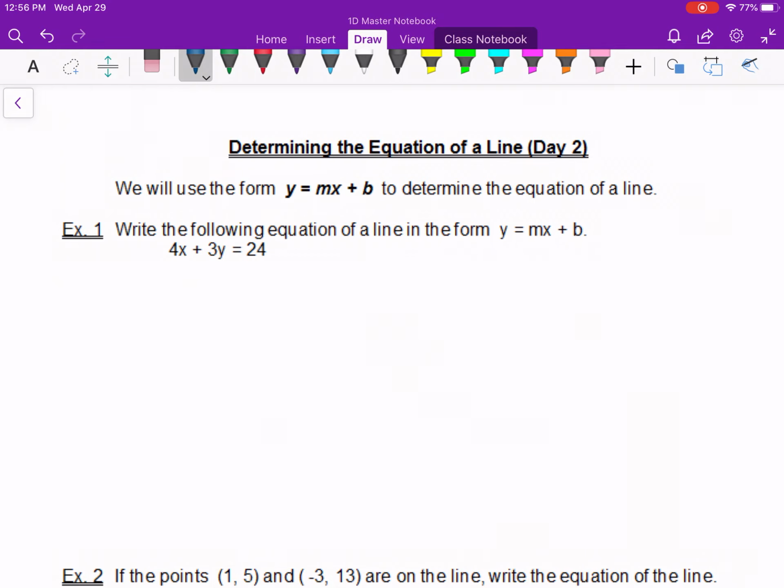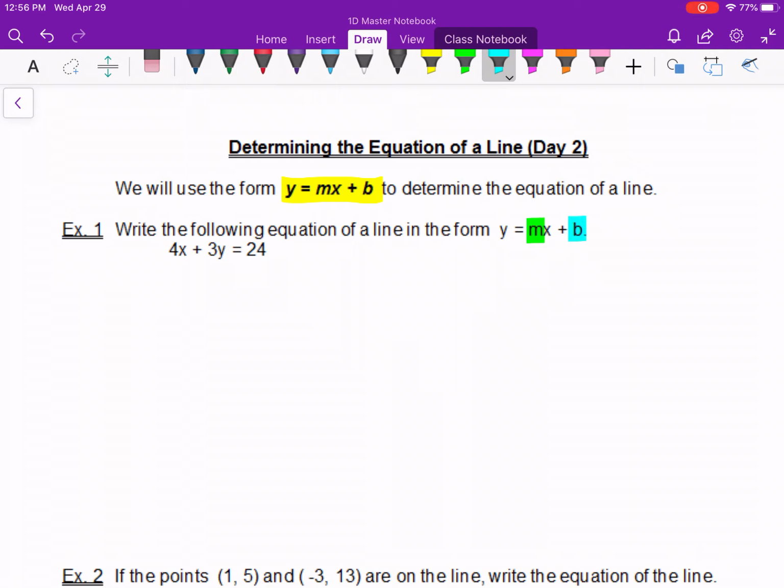Today we're going to carry on working with y equals mx plus b, again finding the equation of a line and working with that. So let's jump right into some more examples. Write the following equation of a line in the form y equals mx plus b.